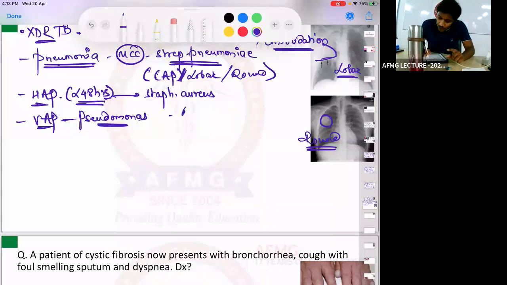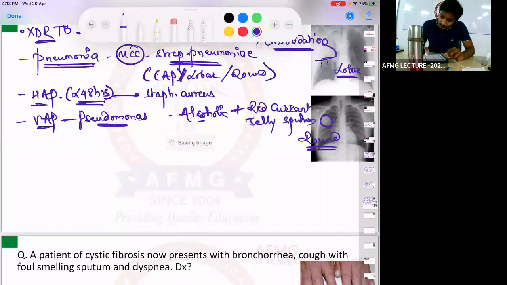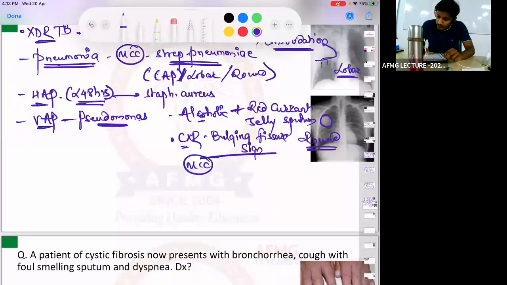But if an alcoholic patient presents to me with red currant jelly sputum, along with that, on chest X-ray, if I find bulging fissure sign, then the most common cause would be Klebsiella pneumonia. So which type of sputum is seen in Klebsiella pneumonia? And which sign is seen on chest X-ray?